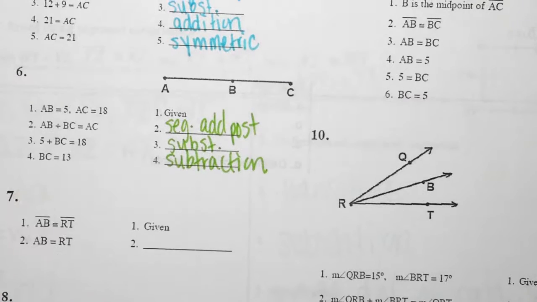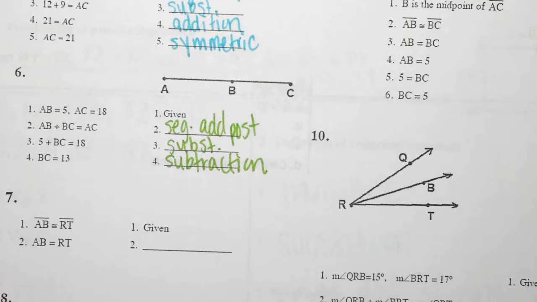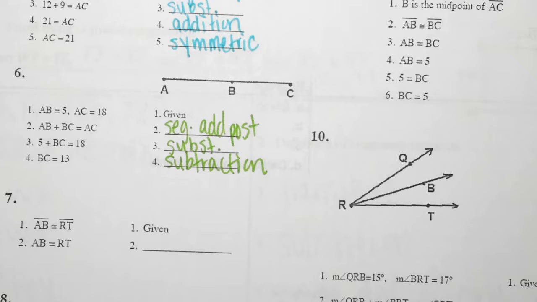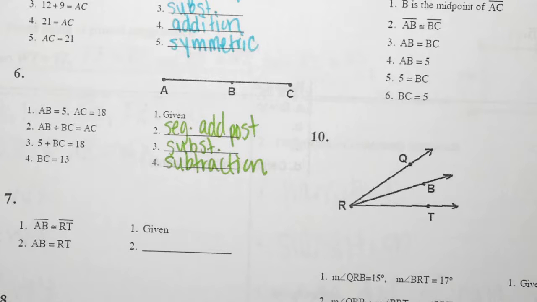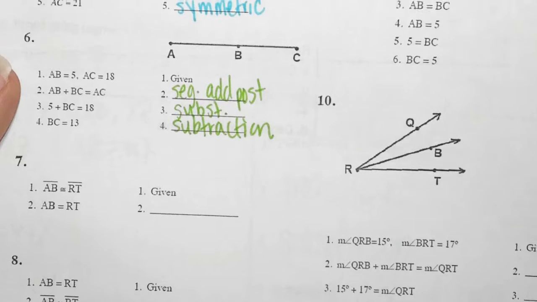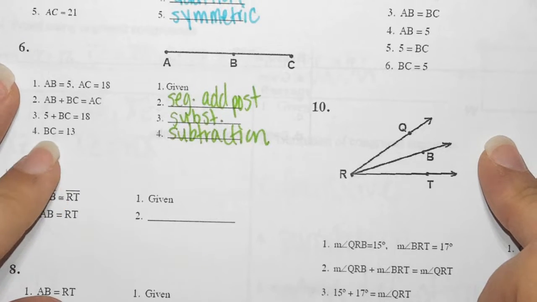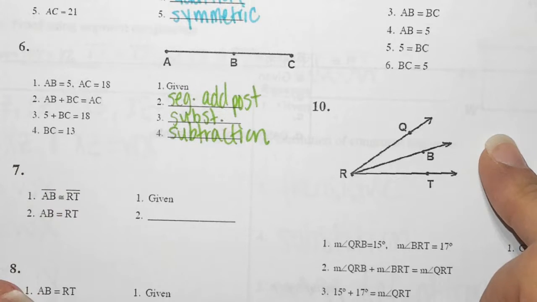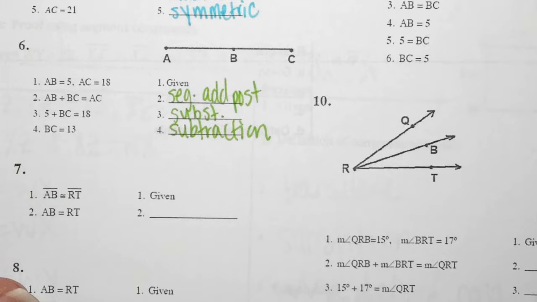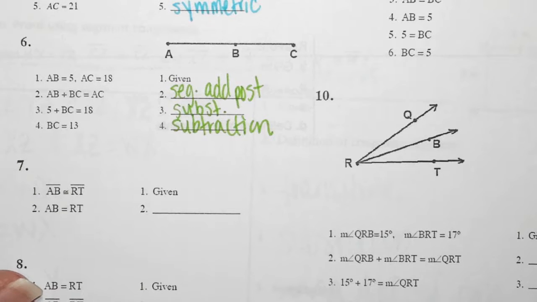Symmetric would be if they flipped it around and it said 18 equals 5 plus BC, but it doesn't. Well, what about subtraction? Reflexive then? Reflexive means it's the same on both sides. Reflexive, true. So how did you get your answer? It is right, 5 and 18. Yeah, so that's right.